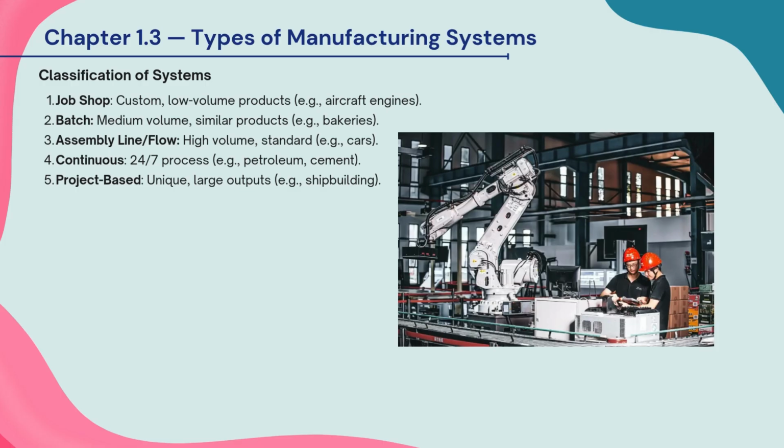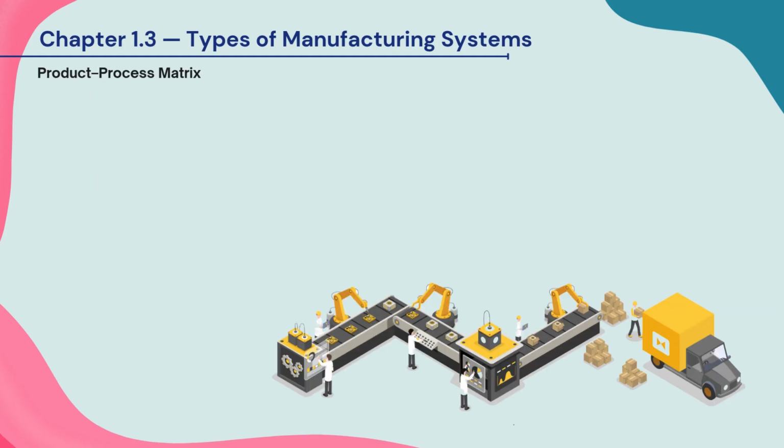Assembly line or flow systems operate at high volume with standardized items such as automobiles, whereas continuous systems run non-stop for products like petroleum or cement. Project-based systems handle large, unique outputs such as ships or major infrastructure, where work unfolds in distinct phases rather than repetitive cycles. The product process matrix illustrates how production processes align with product volume and variety.